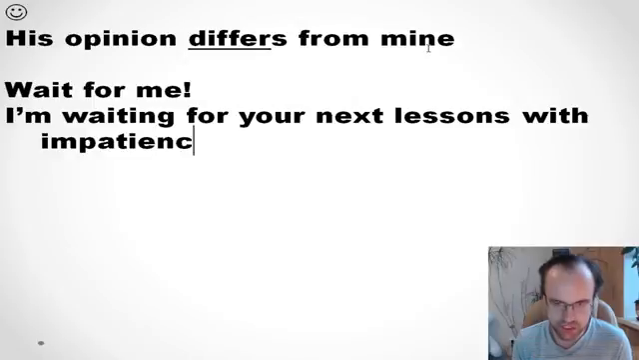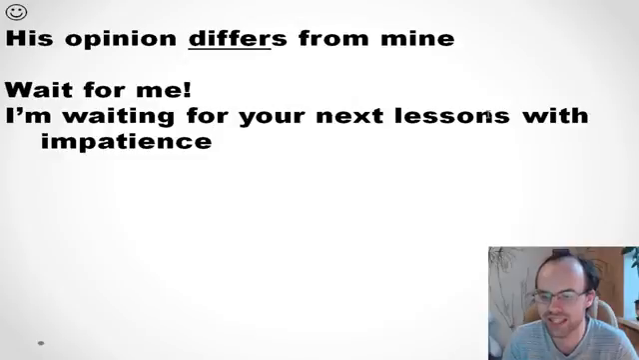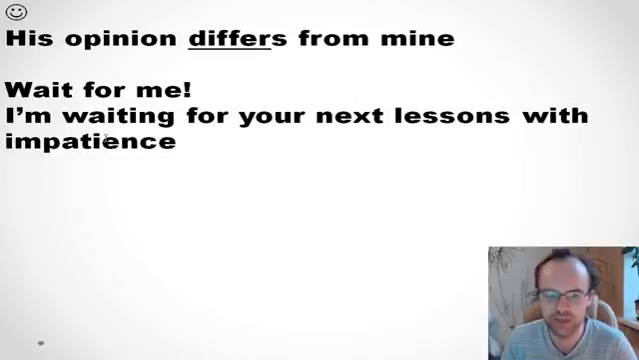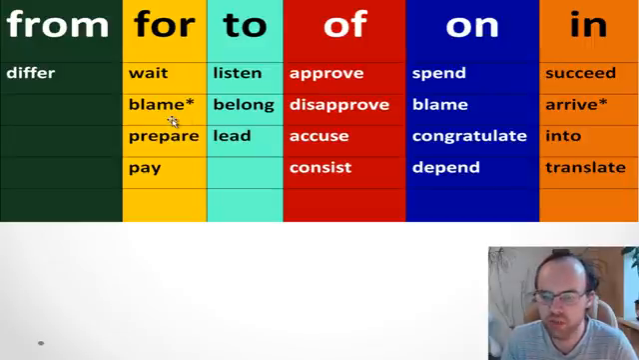For your next lessons with impatience. So what is impatience? It means that you can't wait, you're so impatient, so you don't have patience. So, I'm waiting for your next lessons with impatience. Okay, my friend, very good. Well, so what about blame? It's rather difficult. So we mostly say blame for, but of course there are exceptions.